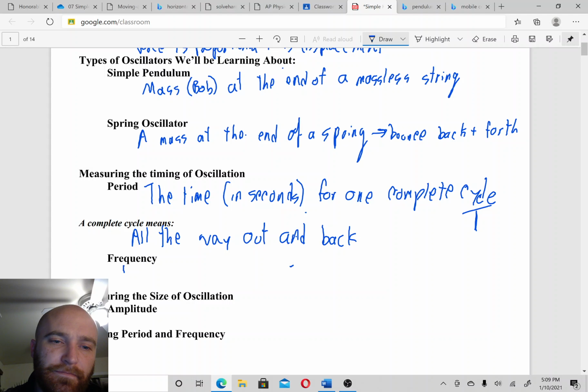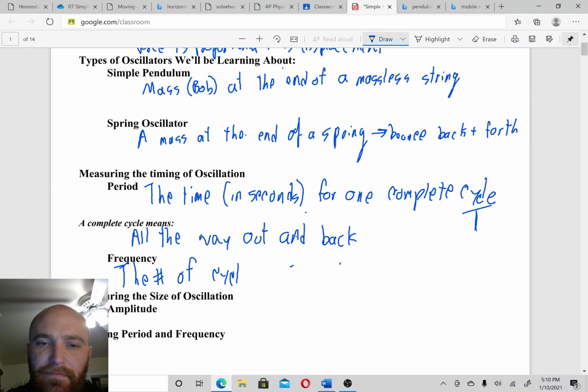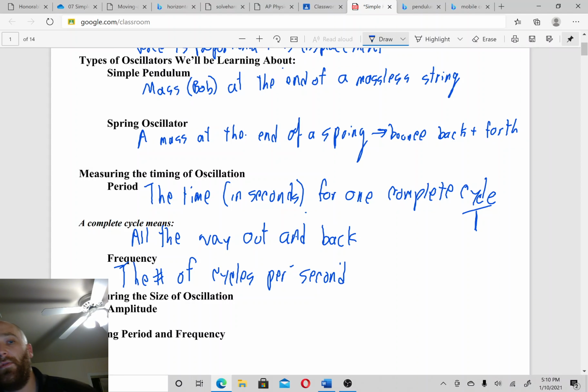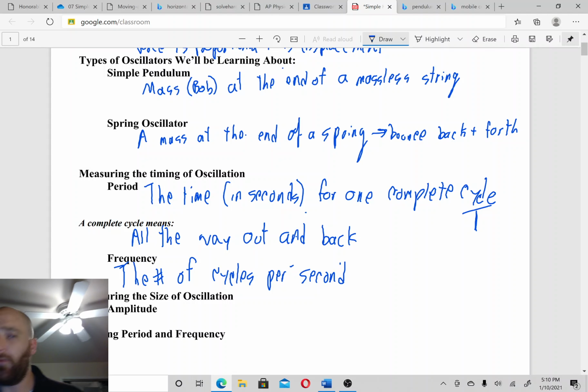Frequency is the number of cycles per second. The number of cycles per second. So I want to be clear here. Period and frequency are both measurements of the timing. One is how long this thing takes. The other is how many of these things happen in 1 second. So these two are going to be kind of easy to confuse and to mix together. But we'll do a couple examples that I'm hoping are going to kind of clear it up.